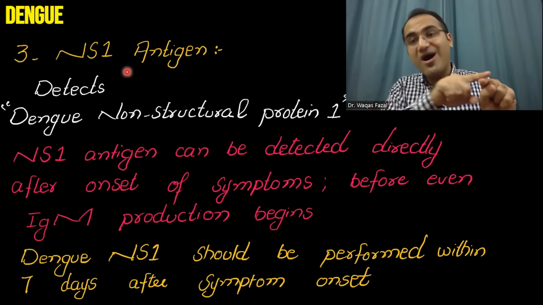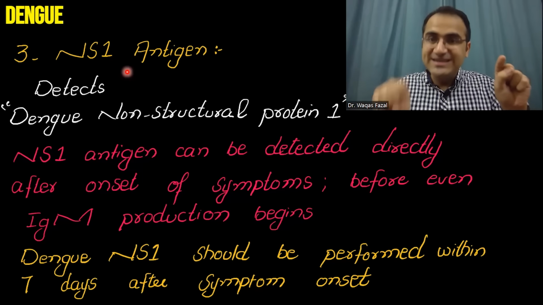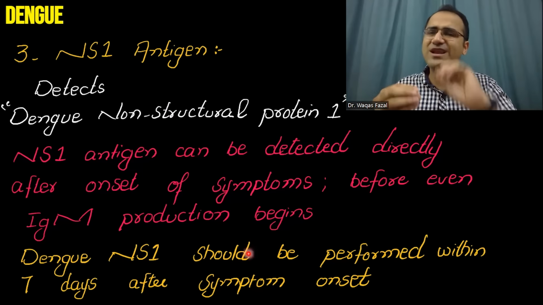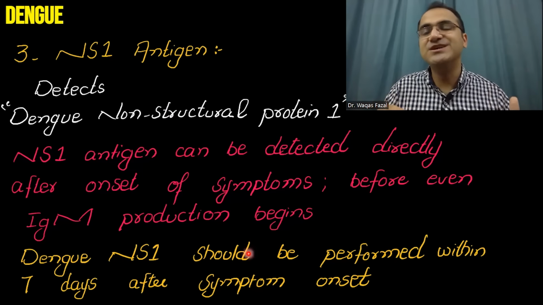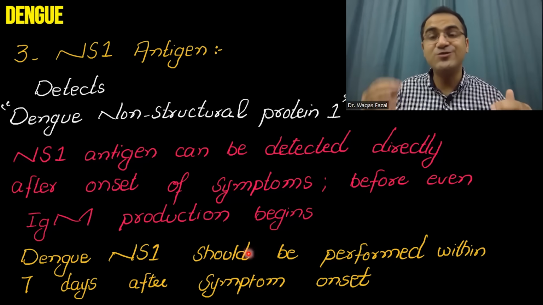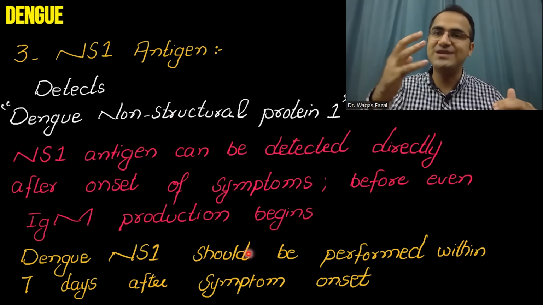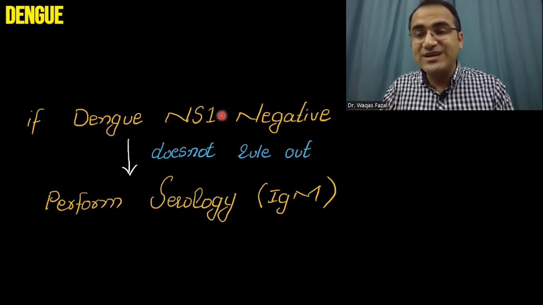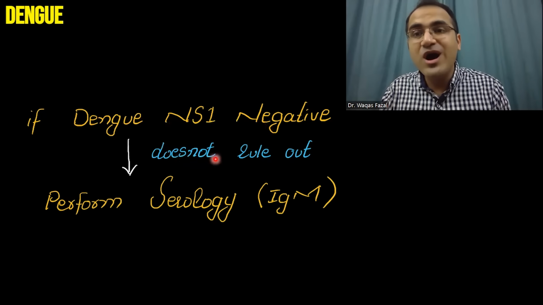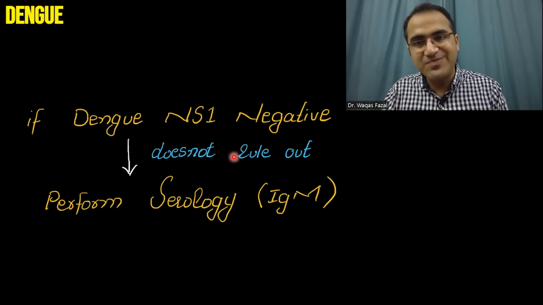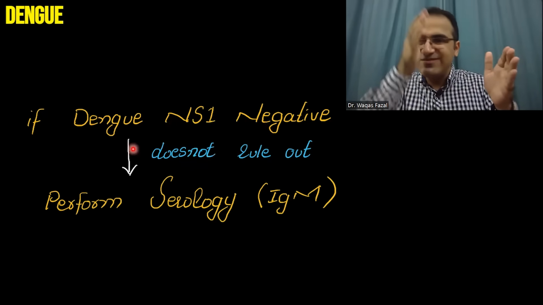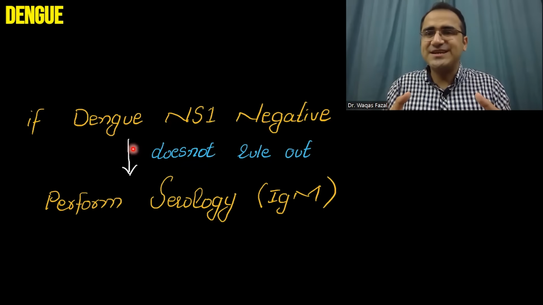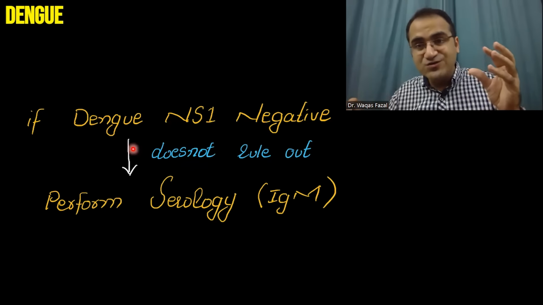But remember, after 7 days, the NS1 antigen test should not be performed because the body is trying to clear away that virus and sensitivity goes down. And in that period, you can use antibodies because the antibodies have developed very well. Remember, if the dengue NS1 is negative, it does not rule out dengue virus infection, because as I said, after 7 days of onset of symptoms, this test is less sensitive. So in that case, you can use the antibodies.